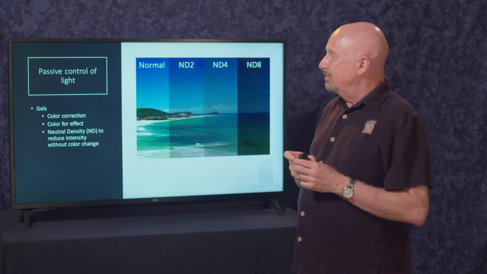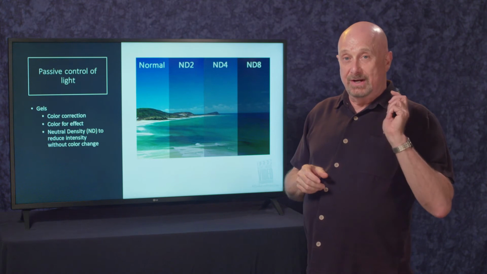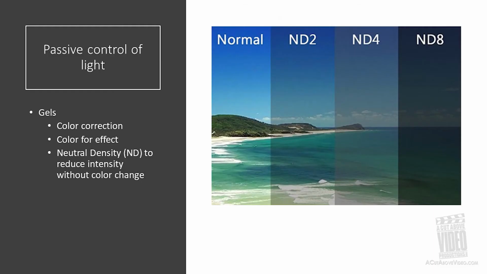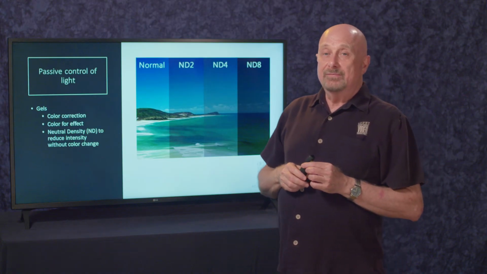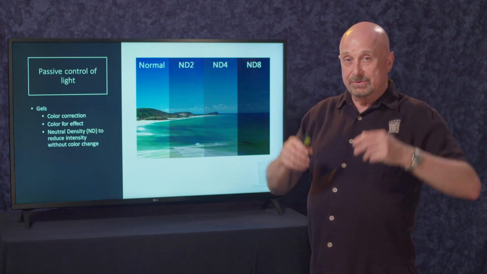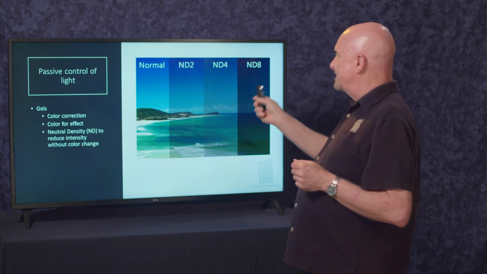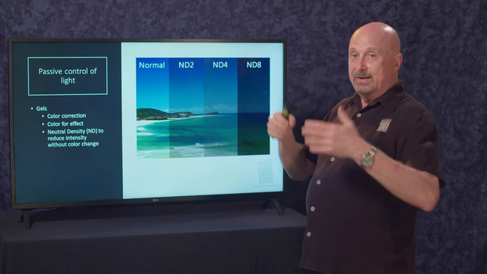Another great way to passively control light without changing color temperature is with gels. Like I said, when you're dimming an incandescent light, you're going to change its color temperature. So if you put gels in front of that light fixture, you will not change the color temperature. And gels come in different densities to knock down different amounts of light.